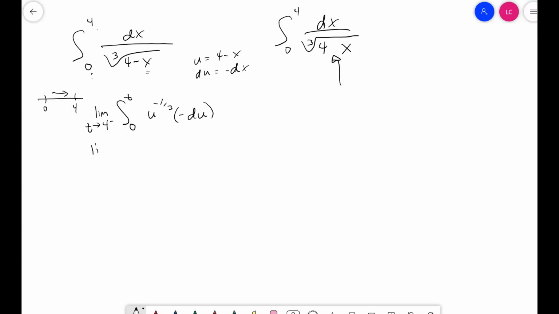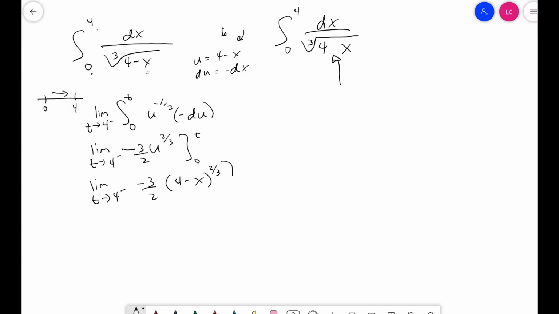All right, so let's take the antiderivative. So I get u to the 2/3 times 3/2. I'm going to put the negative here. And then 0 to t. Again, put the x's back in. Don't forget that part, right? And here, so I get negative 3/2. So I have 4 minus x to the 2/3 power between 0 and t. So limit as t goes to 4 from the negative. Got to keep writing that limit.